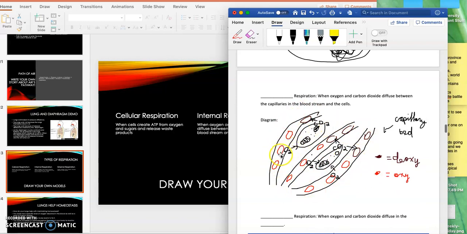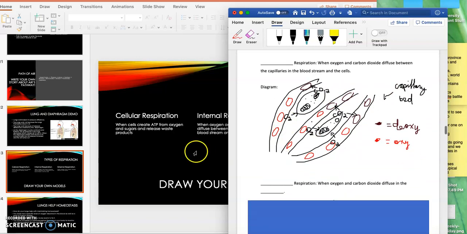So again, here our oxygenated blood is coming through our capillary, dropping off its oxygen into the cell, and then our red blood cells pick up and help carry a little bit of the CO2, and CO2 is diffused into our bloodstream to go back to our alveoli and lungs.